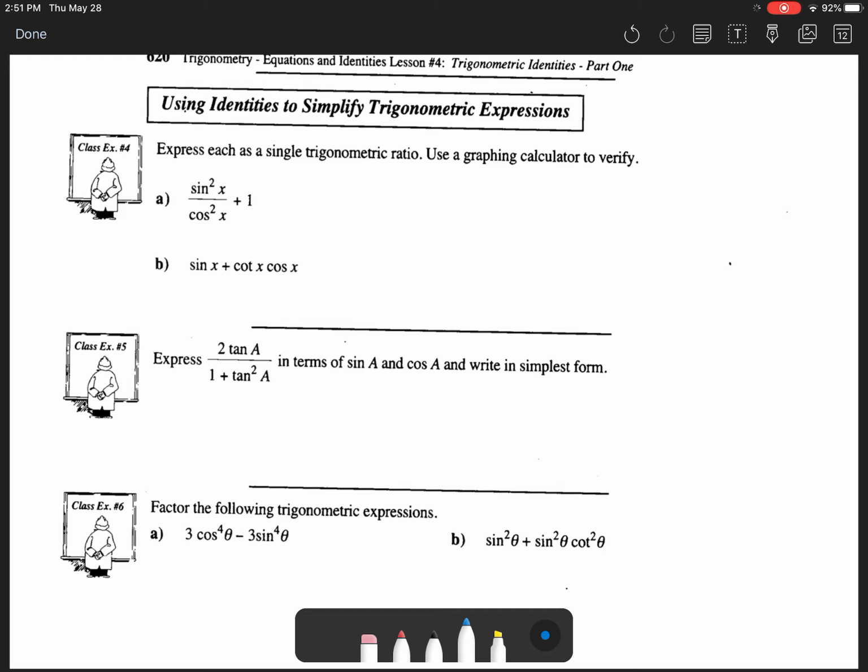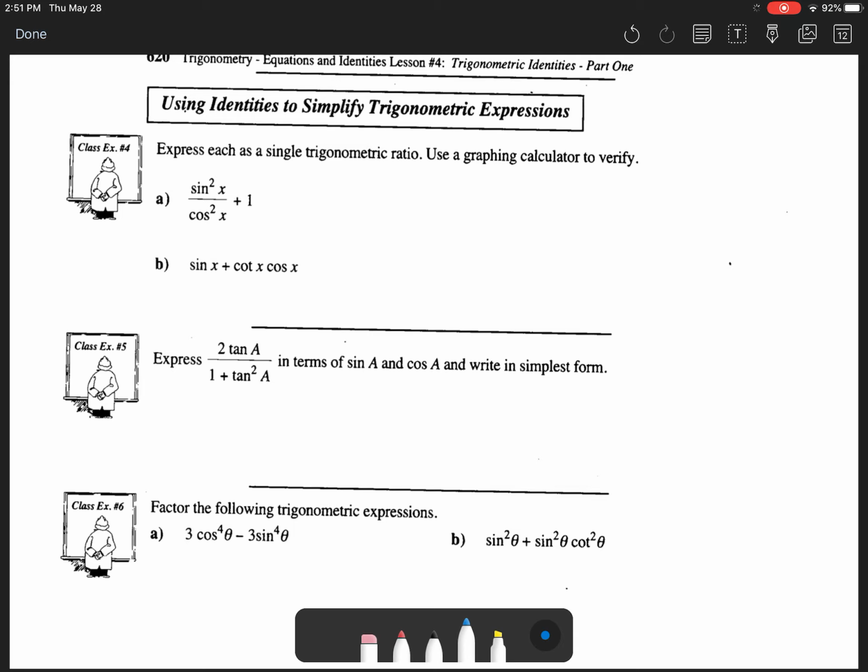The instructions here read like this. Express each as a single trig ratio. Use a graphing calculator to verify. What that means is that when I graph to verify that an identity is true, I would graph the original expression that is given to me. Then I would graph the final expression that I come up with.